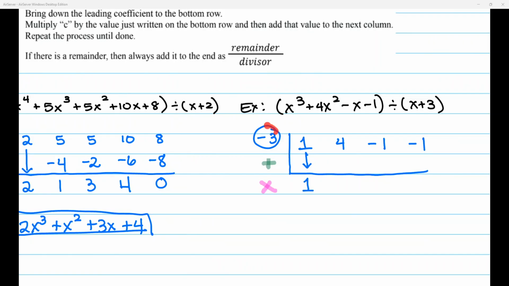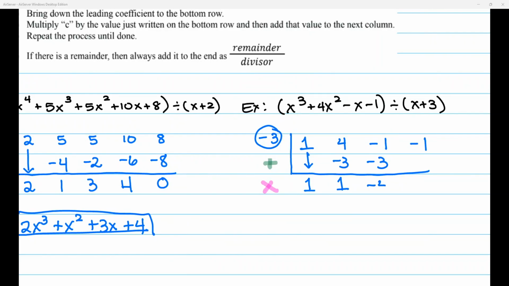And then we start the machine, right? We're going to take -3, multiply it by 1, that's a -3. I'm going to take these two numbers and add the -3. 4 plus -3 is a +1. I'm going to take the -3 and multiply it by that +1, that becomes a -3 again. I'm going to take the -1 and add the -3, that becomes a -4. I'm going to take -3 and multiply it by -4, that gives me a +12. I'm going to take this -1 and add the +12, I get a +11.